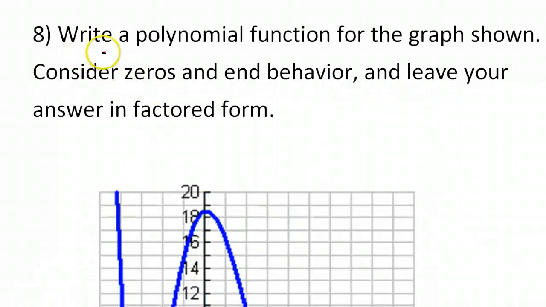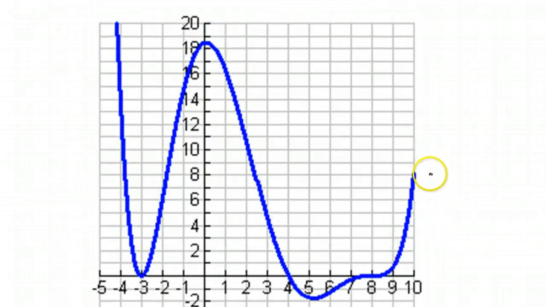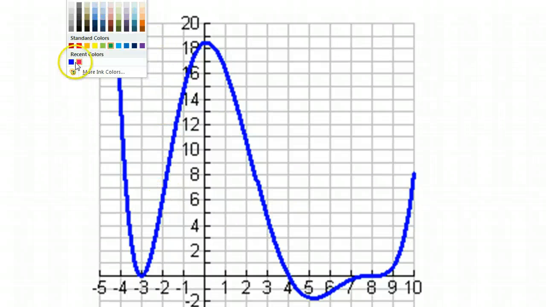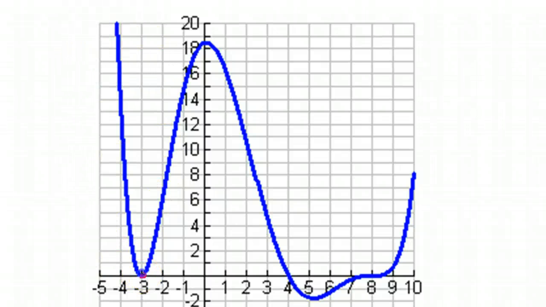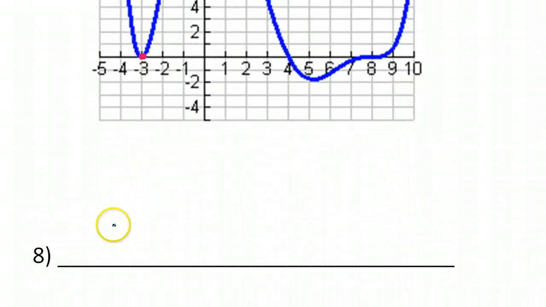Alright, for number 8, we're supposed to write a polynomial function for the graph shown. Consider zeros and end behavior and leave your answer in factored form. Okay. It's mostly all about the zeros. So here I see we have a 0 at negative 3. So I know I'm going to have a factor. Let's see, f of x equals. I know we're going to have a factor of x plus 3 from that.